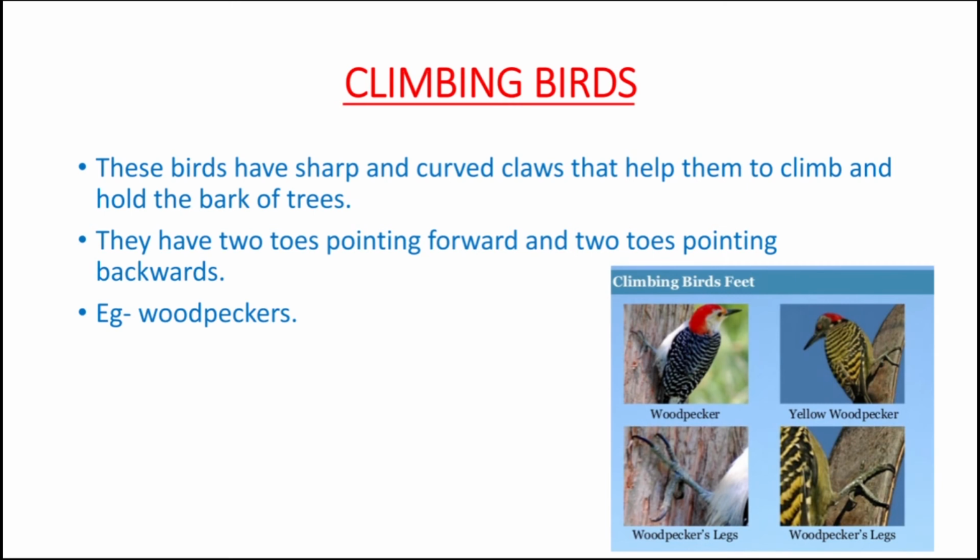Next type of birds according to their feet is climbing birds. These birds have sharp and curved claws that help them to climb and hold the bark of trees. They have two toes pointing forward and two toes pointing backwards. For example, woodpecker. Woodpecker is a climbing bird.